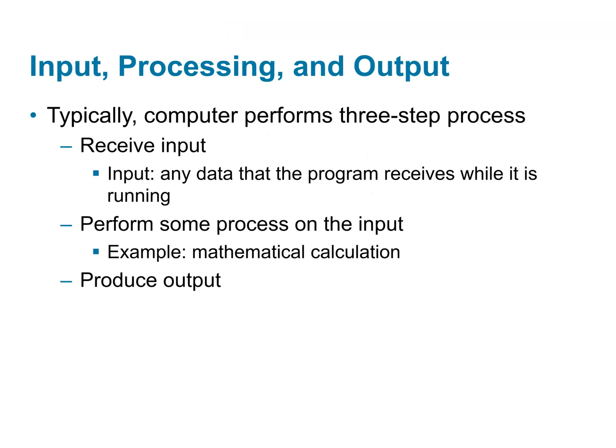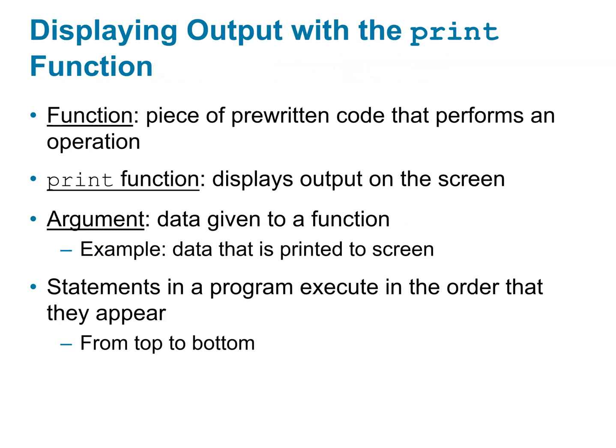Typically, a computer performs a three-step process. Receive input, which is any data the program receives while it is running. Perform some process on the input, for example, some mathematical calculations, and then produce the output. We can display our output with the print function. A function is a piece of pre-written code, either by the programming language standard library or you can define your own.